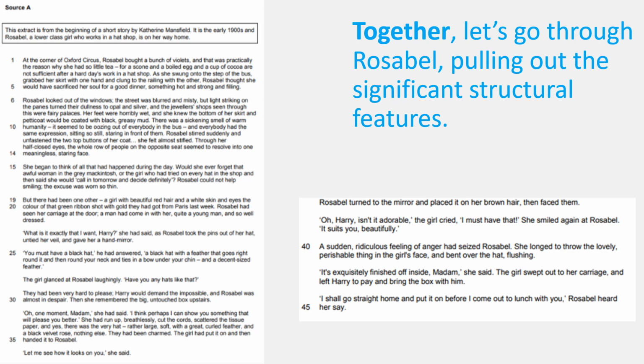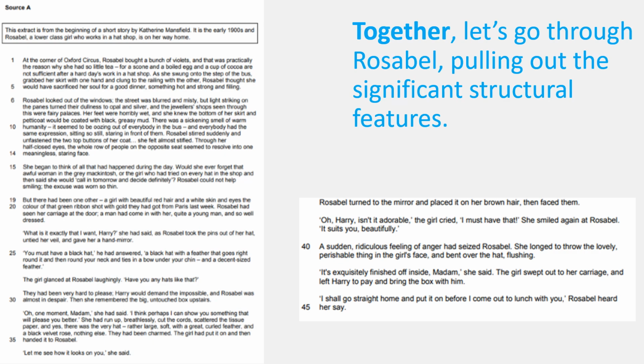And then lastly, there is a bit of circularity in here, a circular narrative, where we have Harry and the red-haired girl going off to have lunch. "I shall go straight home and put it on before I come out to lunch with you," Rosabelle heard her say. So there we have the contrast. The red-haired girl gets to have the luxury hat and gets to have lunch. That takes us circularly back to the start, where Rosabelle has to make the decision between that rather pathetic bit of luxury, buying a bunch of violets, but then not being able to eat. Those are the structural things that I would have picked up.